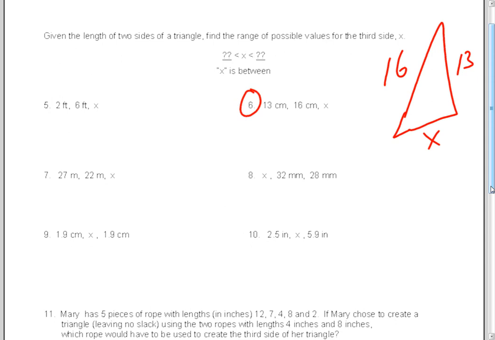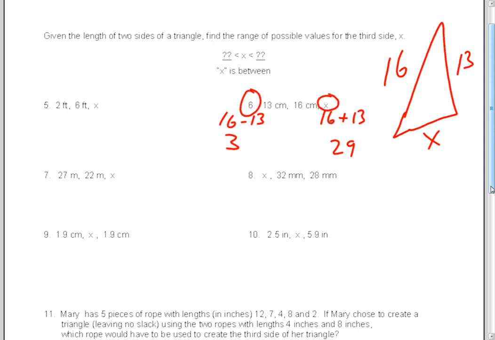Now the side's getting bigger, bigger, bigger. No good. What's this distance? 20. Not degrees, but distance. How'd you get 29? 16 plus 13 is 29. That's no good. If I go this way, good, good, good, good, good, no good. What's this distance? Oh, you get 3. 16 minus 13.